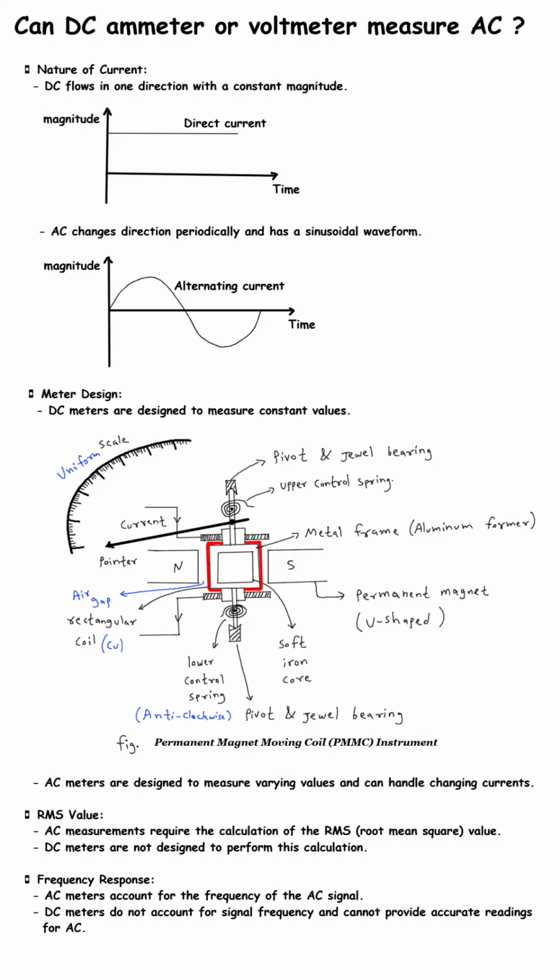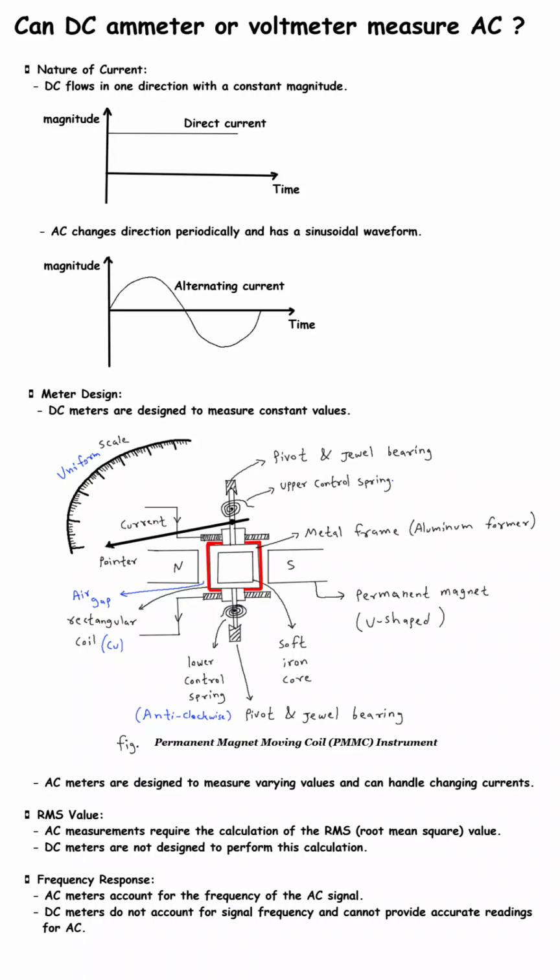Can a DC ammeter or voltmeter measure AC? To answer this question, we need to understand a few basic but very important concepts: the nature of current, how meters are designed, the importance of RMS value, and how meters respond to different frequencies. First, let's talk about the nature of current.